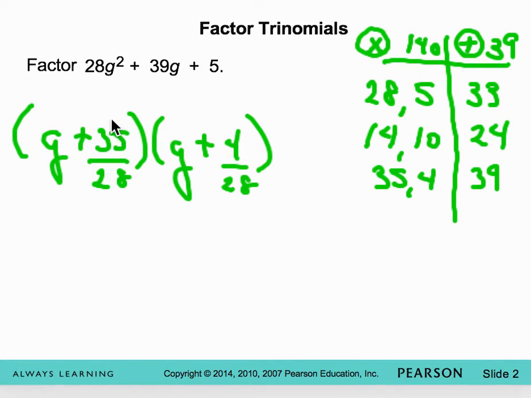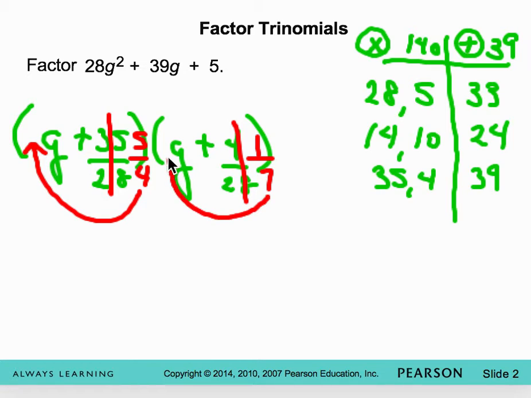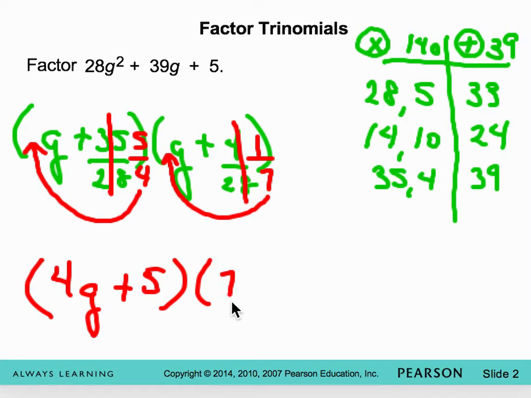Okay, so now these are both divisible by 7. You get 5/4. These are both divisible by 4, so you get 1/7. The denominator moves here. So in the end, you wind up with 4G plus 5. And here you wind up with 7G plus 1.